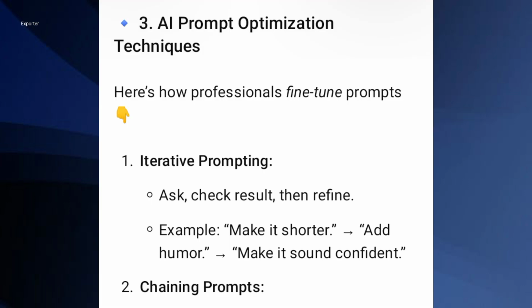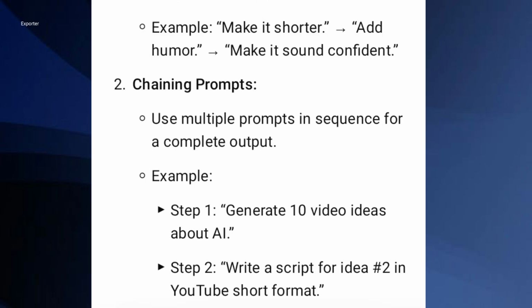3. AI prompt optimization techniques. Here's how professionals fine-tune prompts. 1. Iterative prompting. Ask, check the result, then refine. Example: make it shorter, add humor, make it sound confident. 2. Chaining prompts. Use multiple prompts in sequence for a complete output. Example, Step 1. Generate 10 video ideas about AI. Step 2. Write a script for idea number 2 in YouTube Short format.